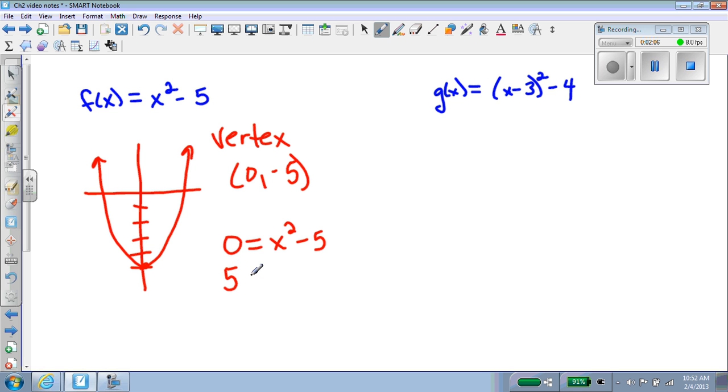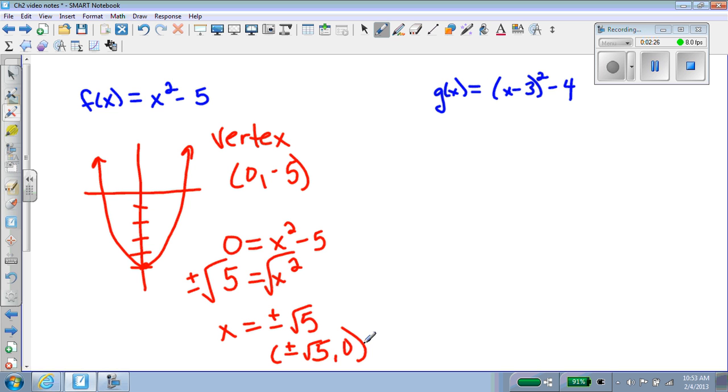So 0 is equal to x squared minus 5. Add 5 to both sides. Square root. So my x-intercepts are positive or negative square root of 5. So I should write that as positive or negative square root of 5, comma 0. Those are my x-intercepts. Those would be the coordinates for those 2 points.